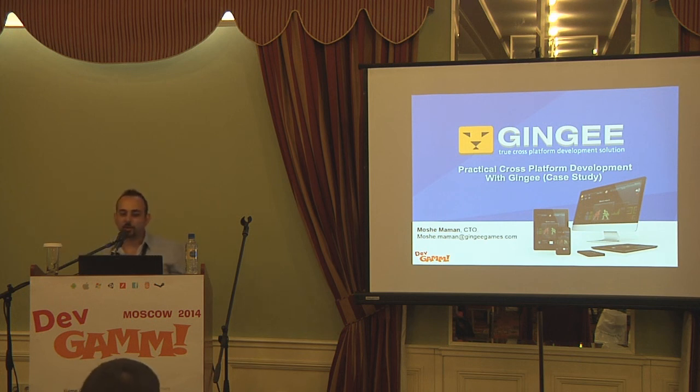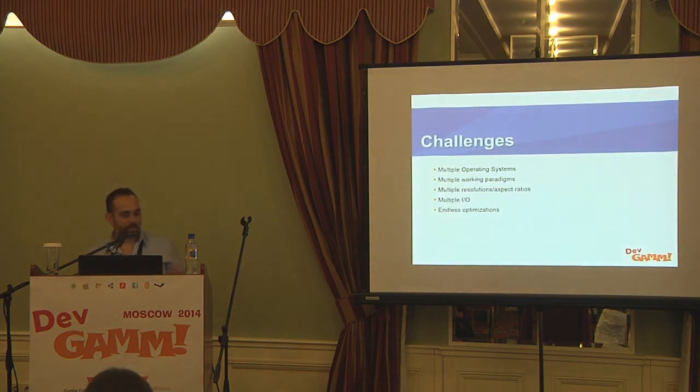Okay. So cross-platform is something very new in the market, and it has a lot of challenges. I'm not going to go through the challenges because everyone that tried to create a cross-platform application probably encountered the difficulties. But let's just scan through them. First of all, we have multiple operating systems. We have multiple working paradigms. We have multiple resolutions and aspect ratios. We have iPads and small phones, and we have Android and iOS. We have input and output devices for each of those devices. And in the end, we need to make endless optimization per device.